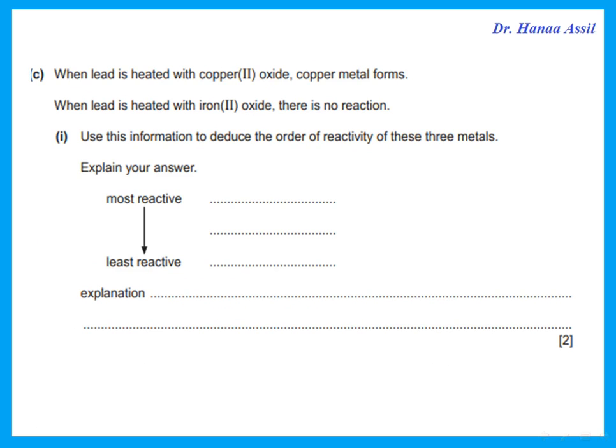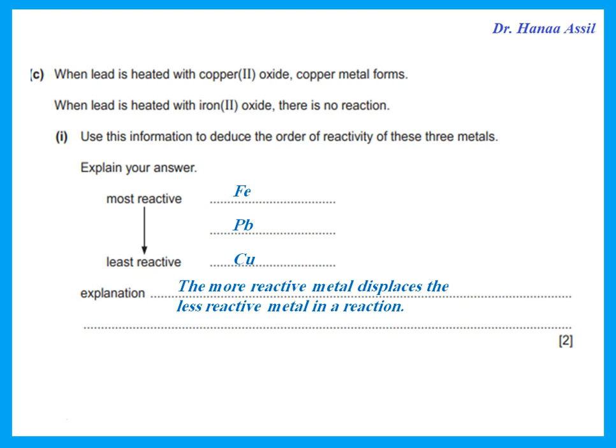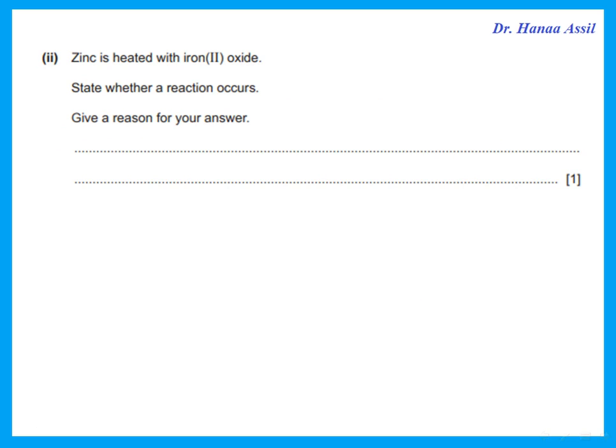When lead is heated with copper oxide, copper metal forms. Now, when he mentions this, that means lead reacted with copper oxide. That means lead is more reactive than copper. Then he says when lead is heated with iron oxide, there is no reaction. That means lead is less reactive than iron. Now, use this information to deduce the order of reactivity. Of course, that means that iron is more reactive than lead and lead is more reactive than copper. Why? Because the more reactive metal displaces the less reactive metal in a reaction.